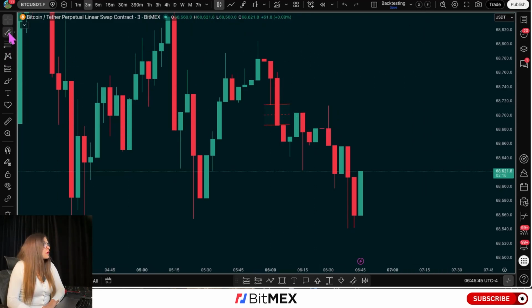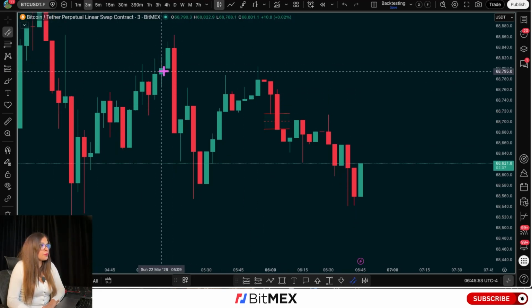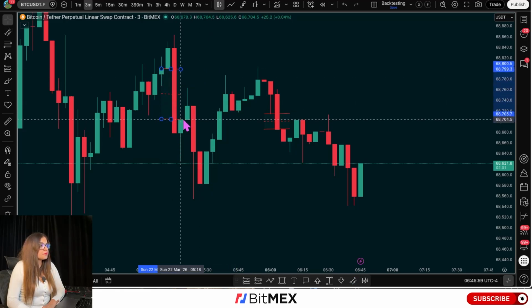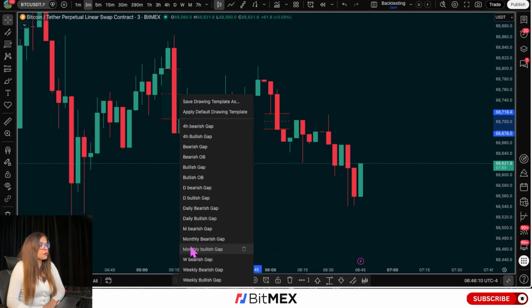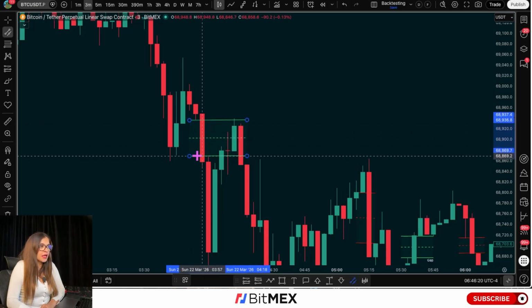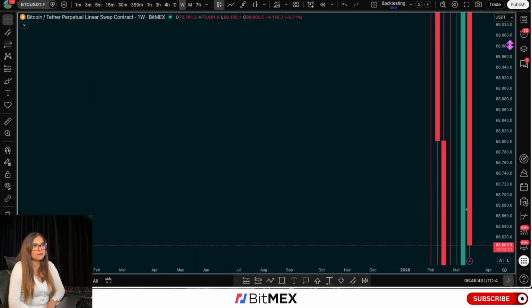Now, let me just mark out some other bearish gaps. Here you can see candle 1, 2, 3, huge gap here. That's a nice bearish fair value gap. Okay, we have a bullish fair value gap here. Okay, here we have another bearish. I mean, there's tons of them, especially on the 3-minute time frame. You'll find, they're everywhere. Now, let's see what happens when we go to the weekly time frame.